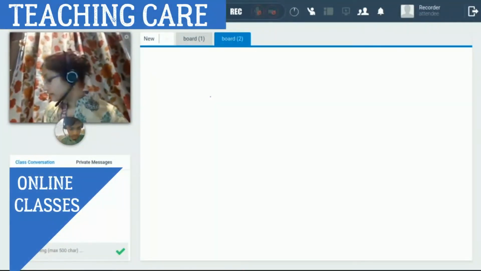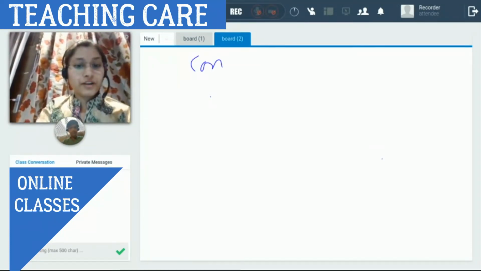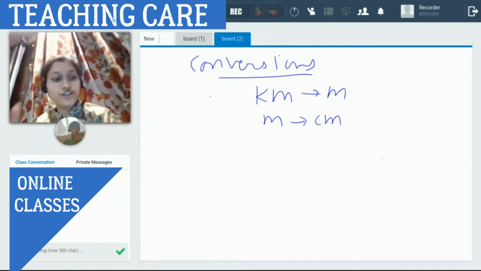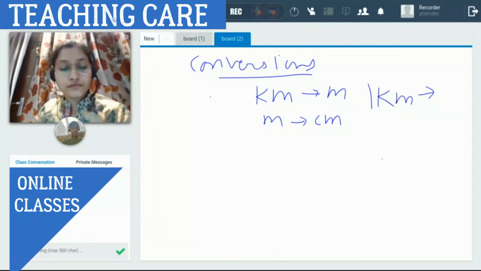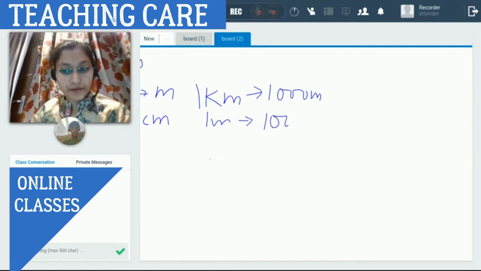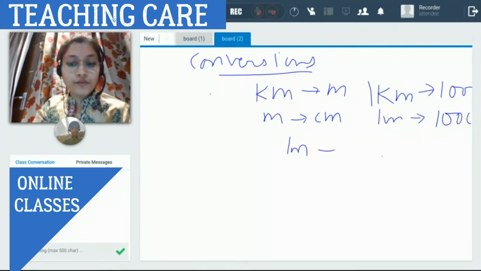Okay, till then we can start with the conversions. Aware of the conversions? Like kilometer to meter, meter to centimeter. So just have a quick revision of that. 1 kilometer, how many meters? 1,000. 1 meter, how many centimeters? 100.